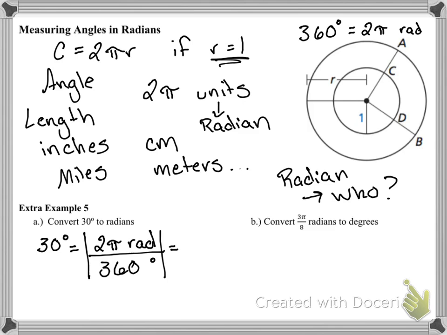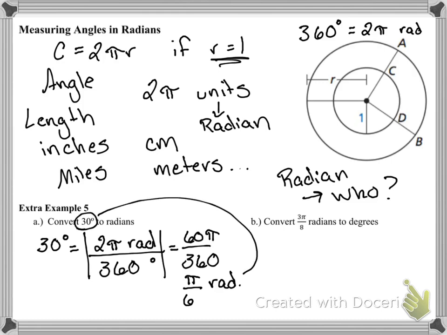Then we just multiply straight across and divide down, so 30 times 2 pi gives me 60 pi over 360. 60 goes into 360 six times, so we have pi over 6 radians. So 30 degrees is the exact same as pi over 6 radians. We just use that factor label method conversion. It's just different units, kind of like converting between inches and centimeters or miles to inches. You need that equality there.